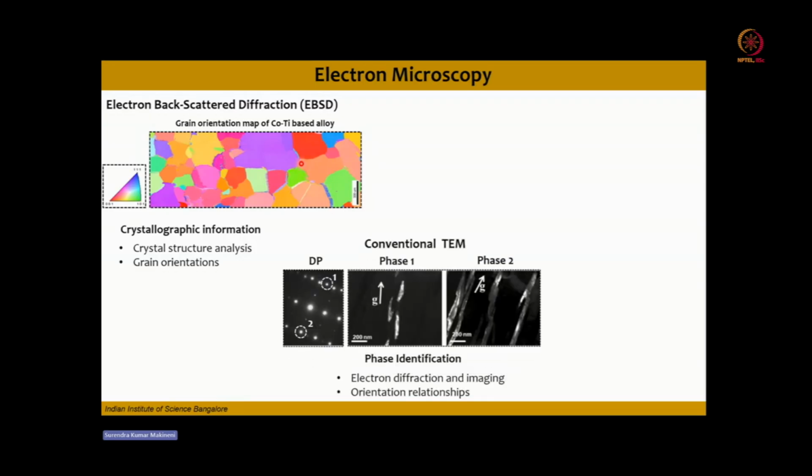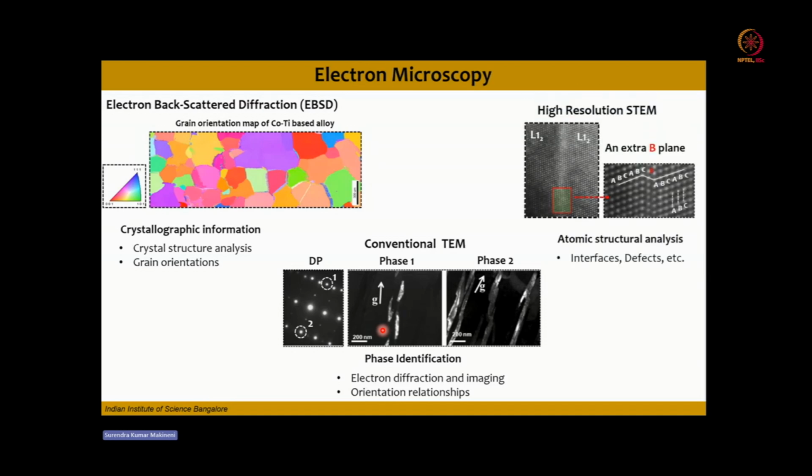In TEM, you can perform conventional transmission electron microscopy. You can do the diffraction analysis. You can identify the phases, phase 1 and phase 2. You can get the orientation relationship between the phases by the conventional diffraction techniques.